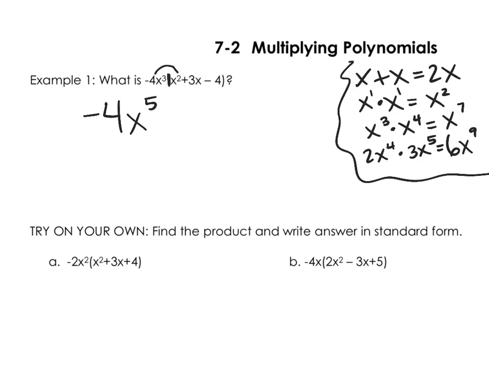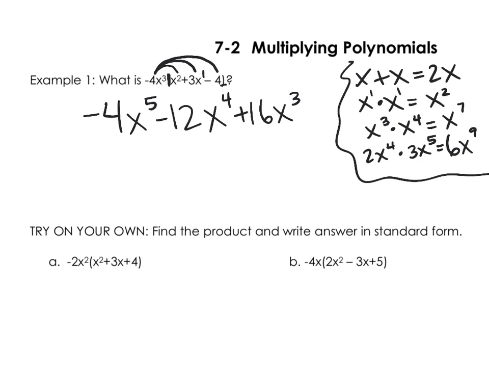Okay, then let's do the next one. Negative 4 times 3 is going to give me negative 12. And x to the third times an x to the first is going to become x to the fourth, 3 plus 1. And last one, we got to multiply that negative 4 times the negative 4, which is going to give us positive 16. And it was a negative 4x to the third, but we're not adding any more x's over here, so we're just going to bring down that x to the third. It's not going to change.